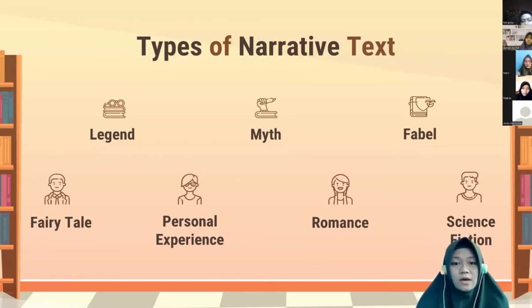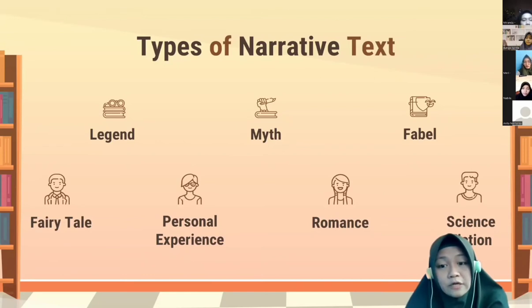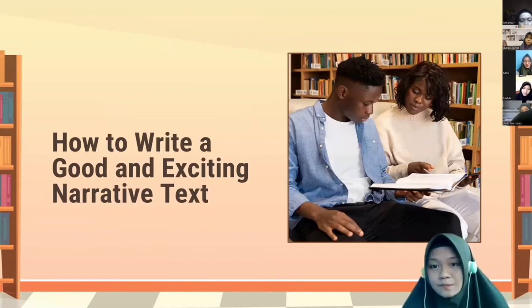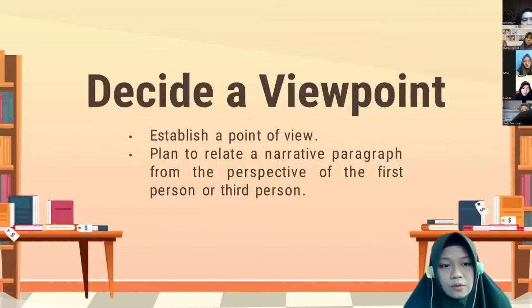And then the last, we have science fiction. Science fiction is a speculative type of fiction in which there's a discussion about the influence of imagined science and technology on society. And here I will also give you some tips on how to write a good and exciting narrative text. The first thing that you have to do is decide a viewpoint or point of view.